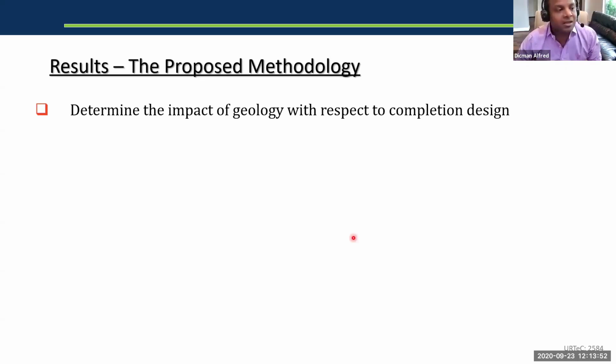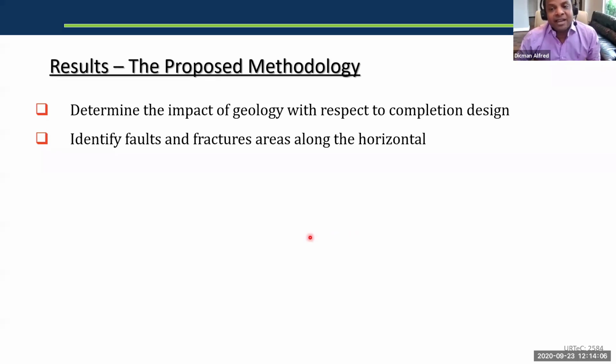Before I even explain the talk, here are all the results that are going to come out of this methodology. So keep this in mind. The first result would be you would see the impact of your geology with respect to your completion design. Whatever design you choose, you would see the impact of the geology that you practice.